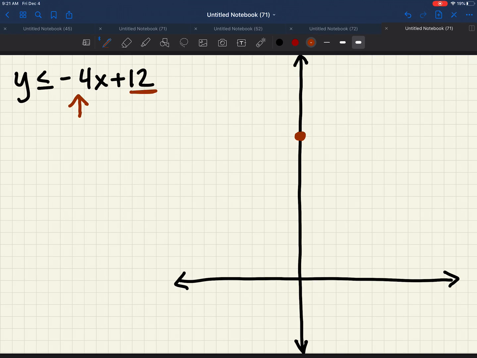That top number tells you to move up or down. Which direction? Down. So down how many? 4. 1, 2, 3, 4. And then over to the left 1. And then down 4 again, over 1.